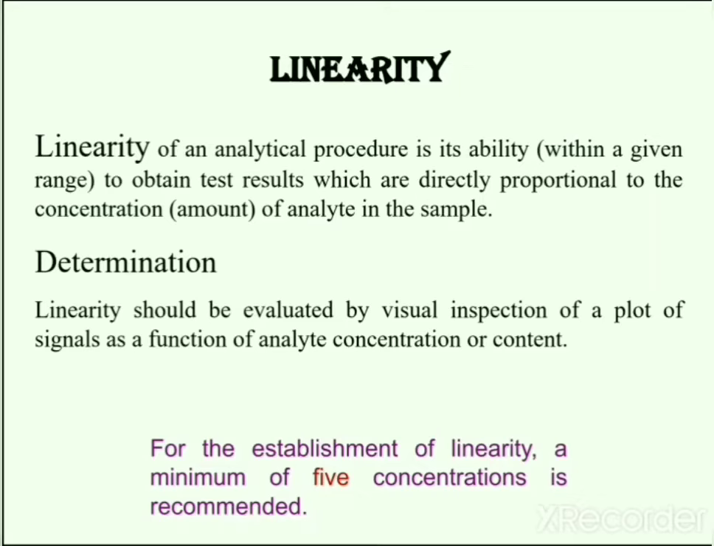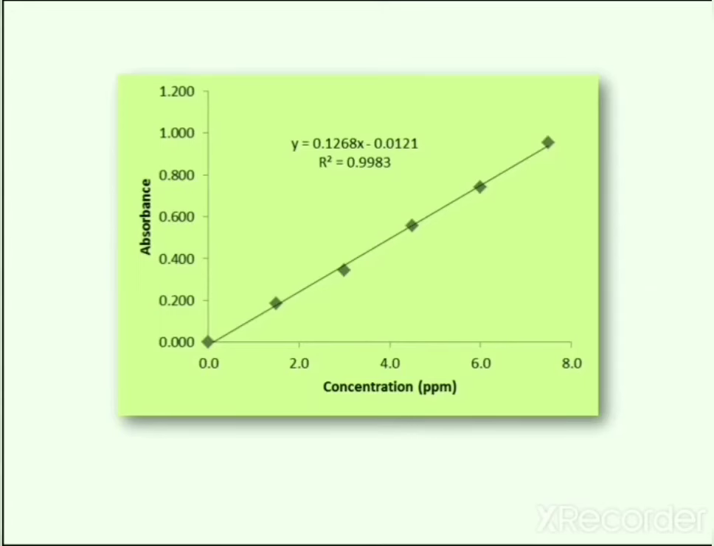Linearity should be evaluated by visual inspection of a plot of signals as a function of analyte concentration or content. For example, a linear graph between concentration versus absorbance is obtained by ultraviolet spectroscopic method, and the graph can be used for the determination of concentration of an unknown sample. For the establishment of linearity, a minimum of 5 concentrations are recommended.